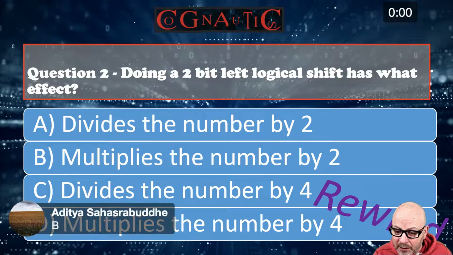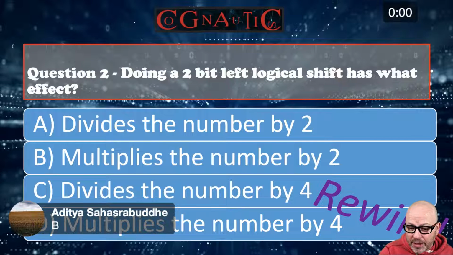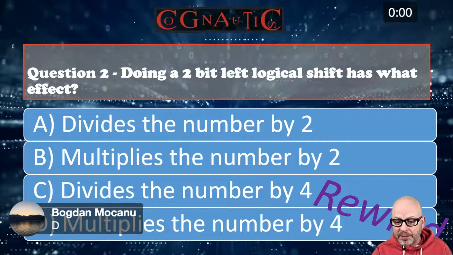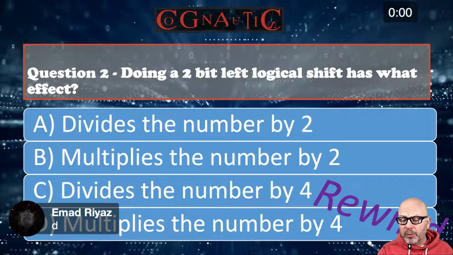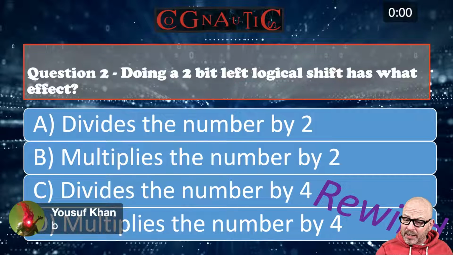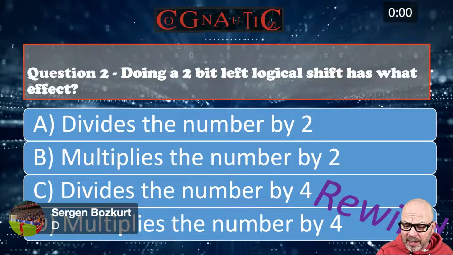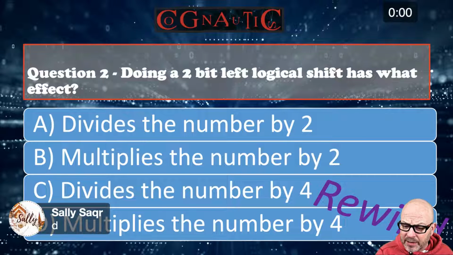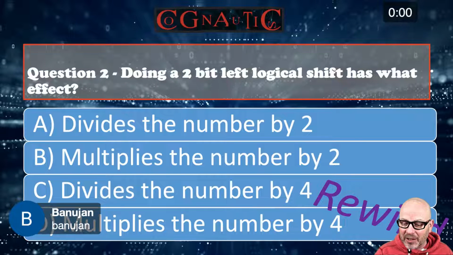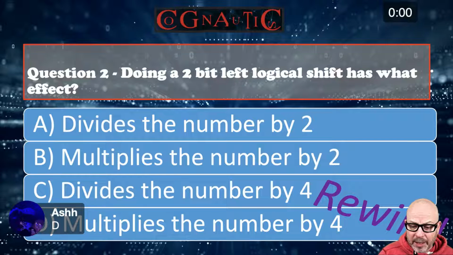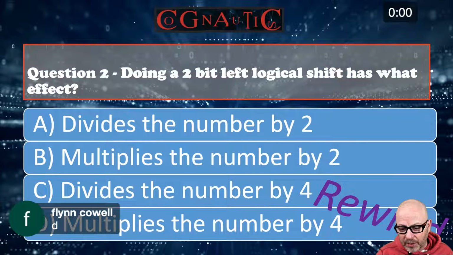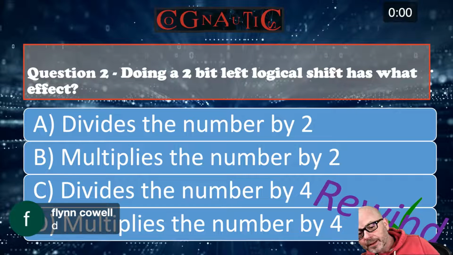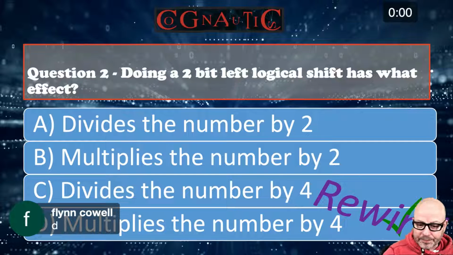Let's have a look. We've got Aditya, who's come in B. We've got Bogdan with a difference of opinion coming in with D. Emad, hope all is well, coming in with a D. We've got Yusuf with B, splitting the field. Sergen with a D. All sorts of answers. Sally with a D. We've got Banujan. Hello Banujan, how are you? Thanks for coming. We've got Ash coming in with a D. Also Flynn coming in with a D. A lot of voting here. This is frenetic. So shall we see what the answer is? The answer is, drum roll please, it's D, except my head is right in the way. There we go. It's a D.